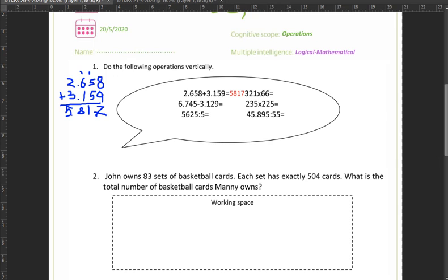Next we have the subtraction. We have 6,745 minus 3,129.